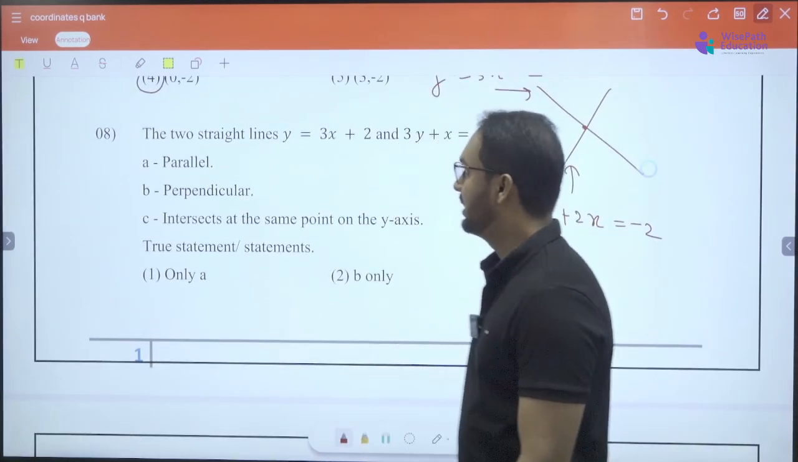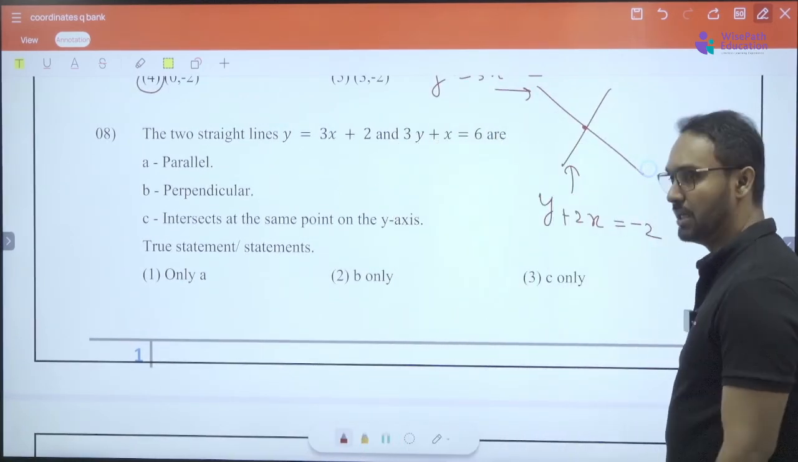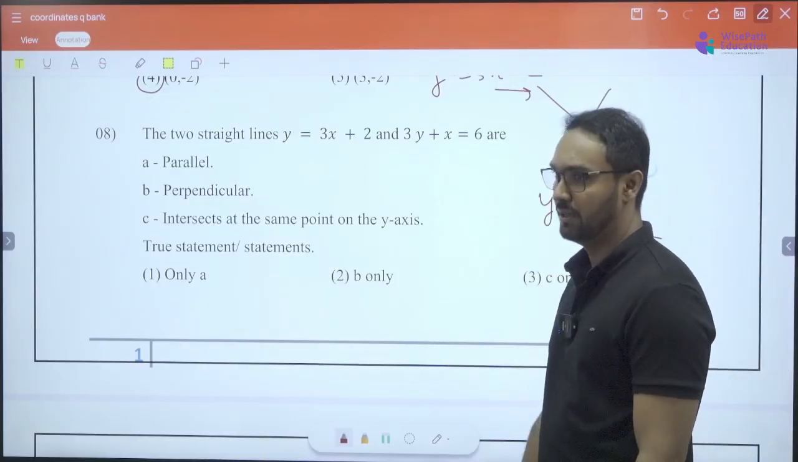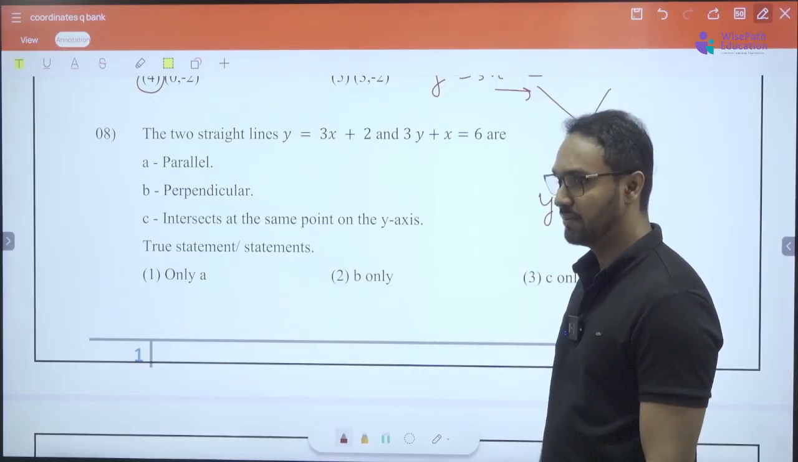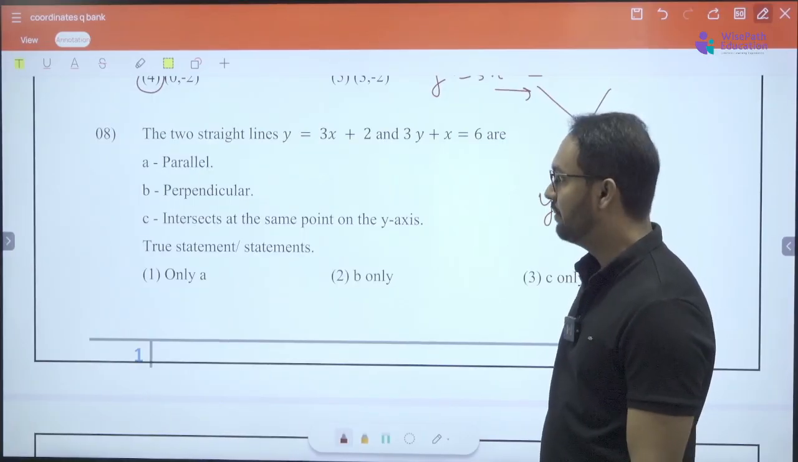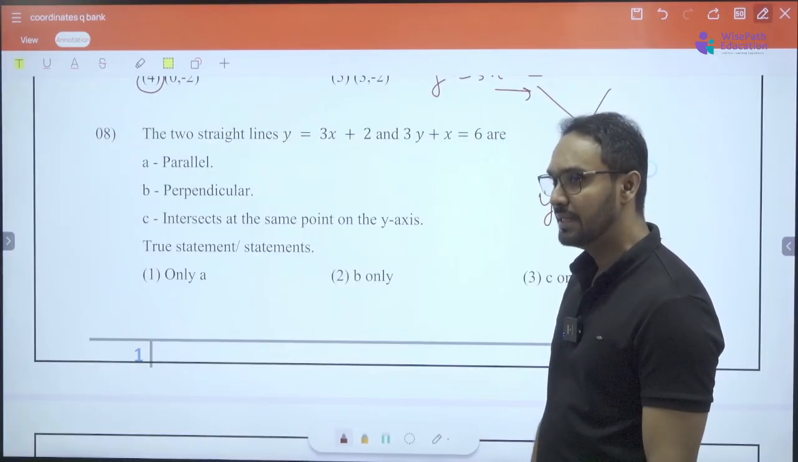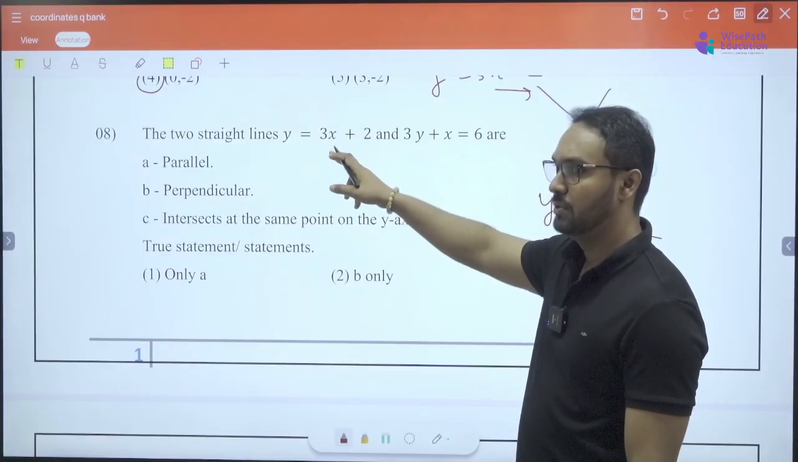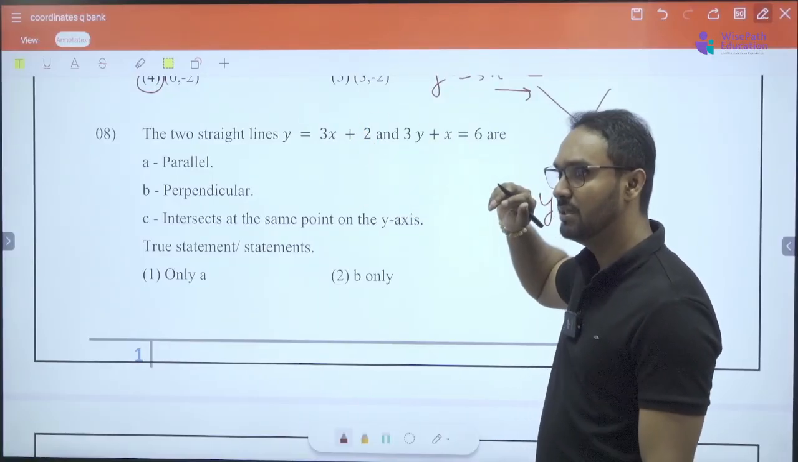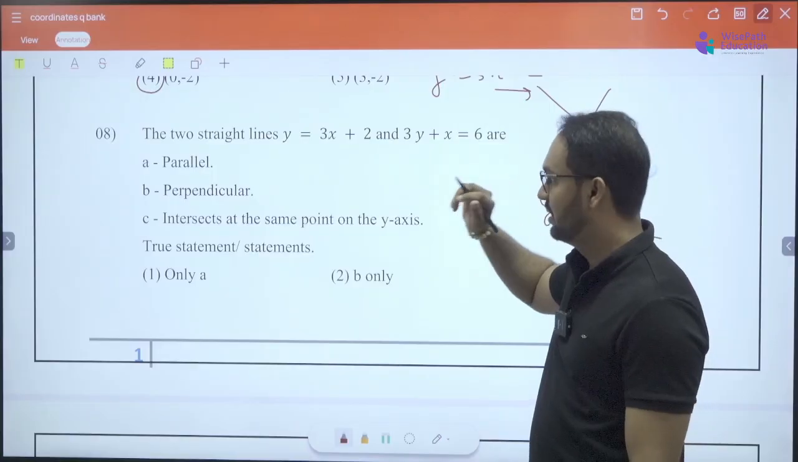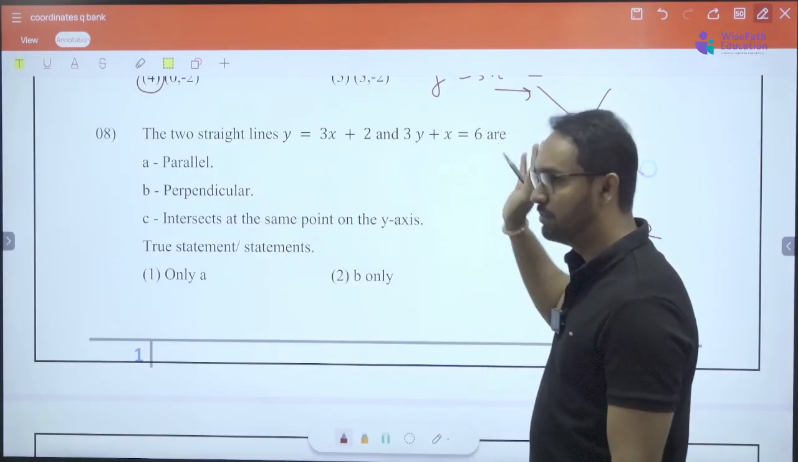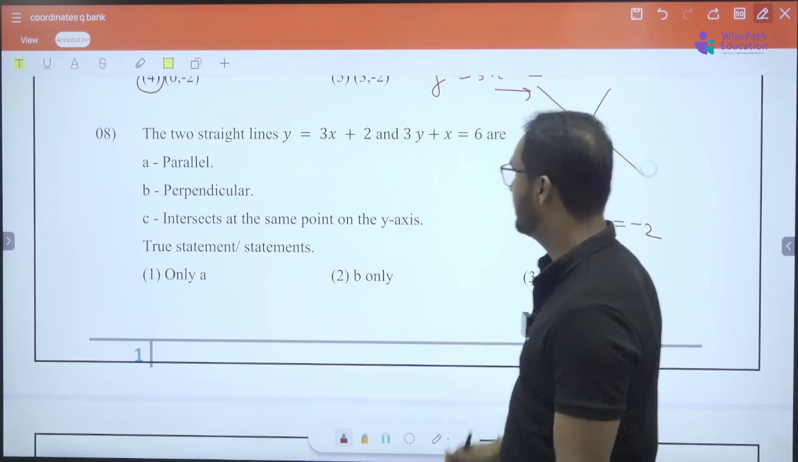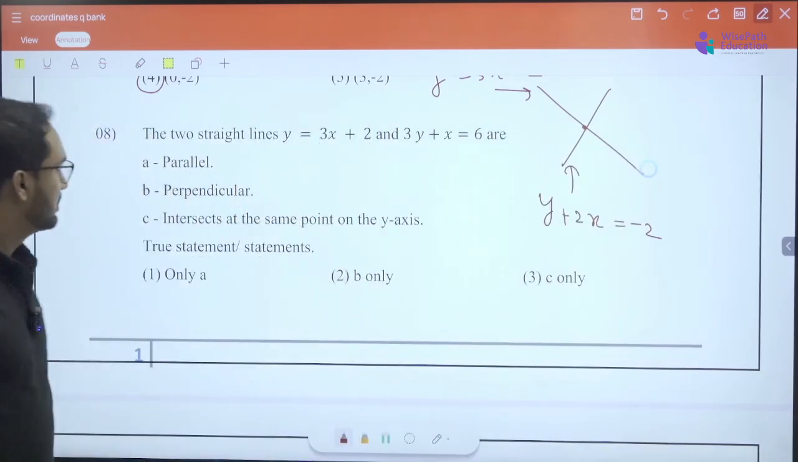If the two straight lines are parallel, that means the gradient should be equal, right? If they are perpendicular, the gradient of one equation should equal the minus reciprocal of the gradient of the other equation. If the intersects are equal, the C should be equal, right? We will write it in the standard format so it's easy to compare.